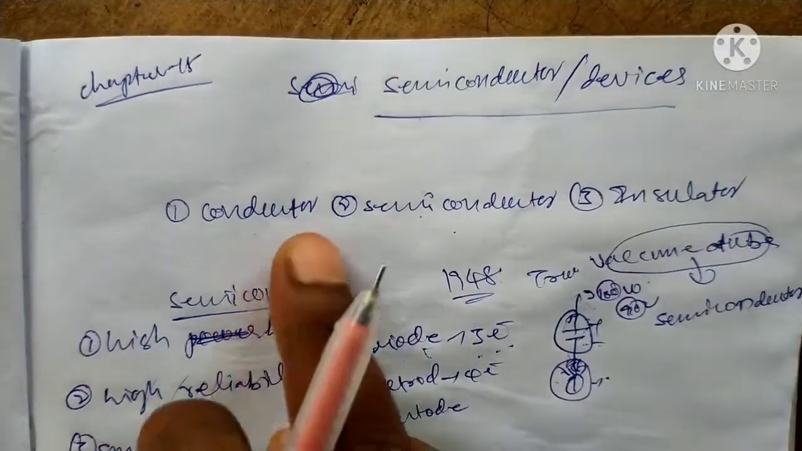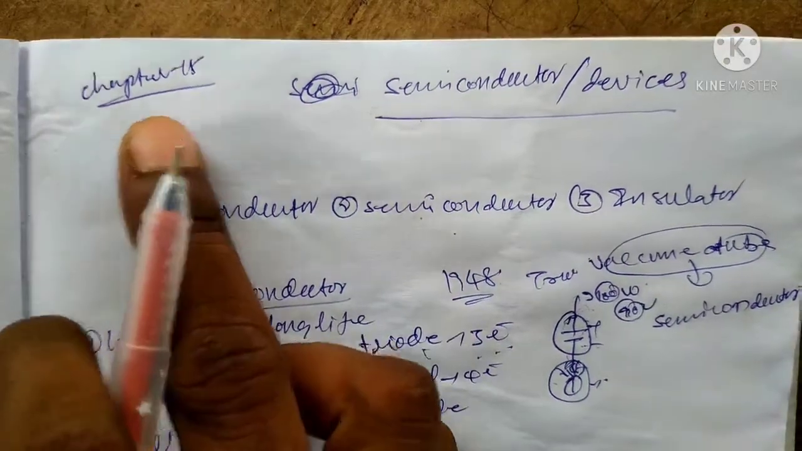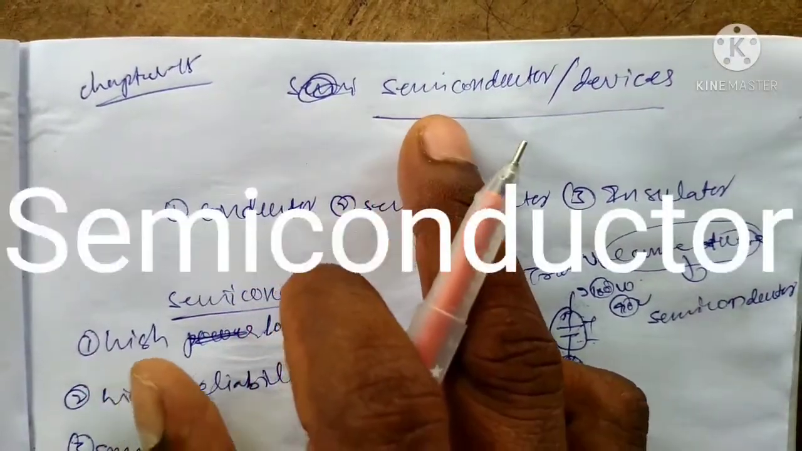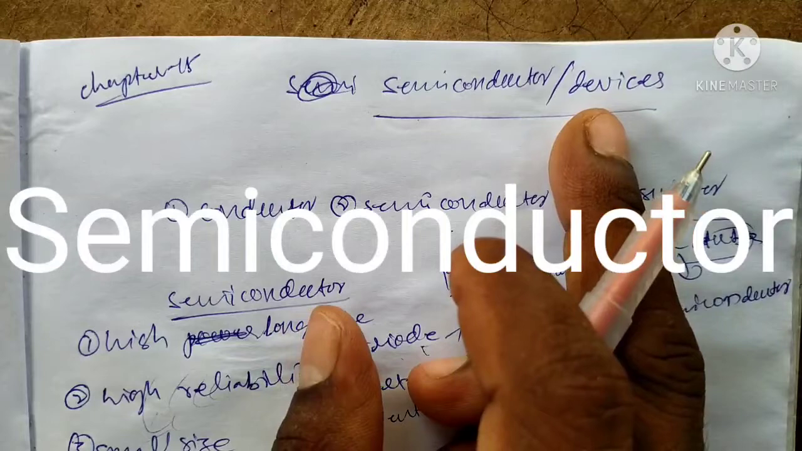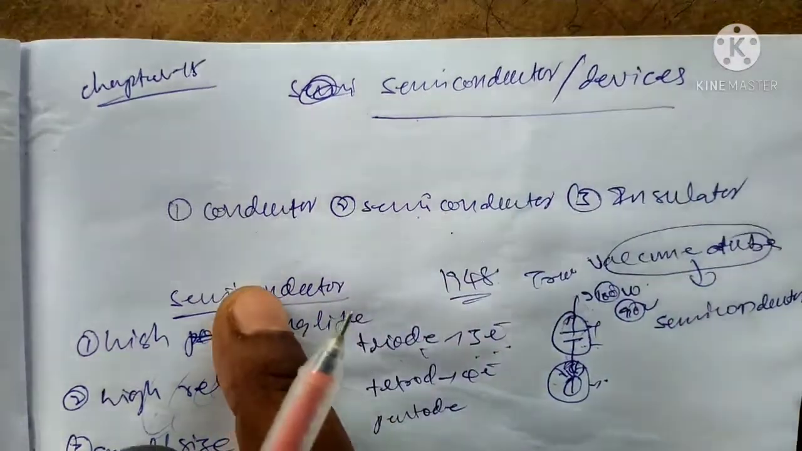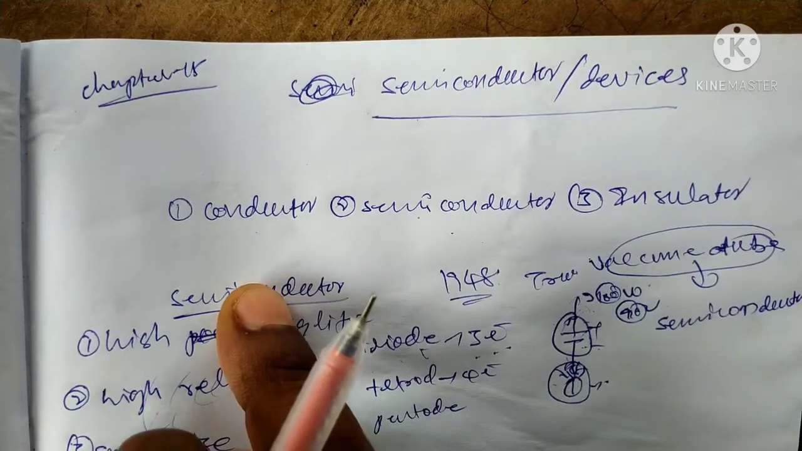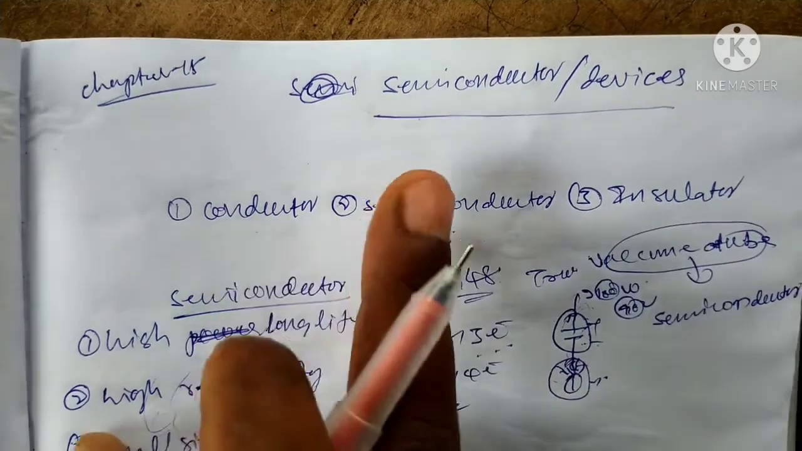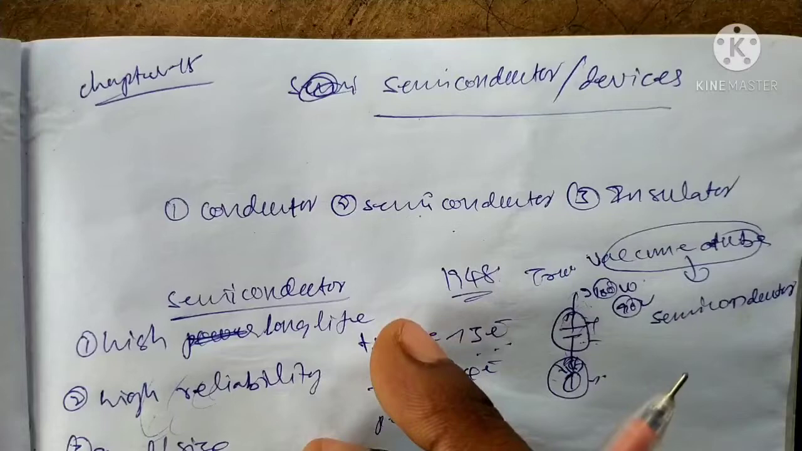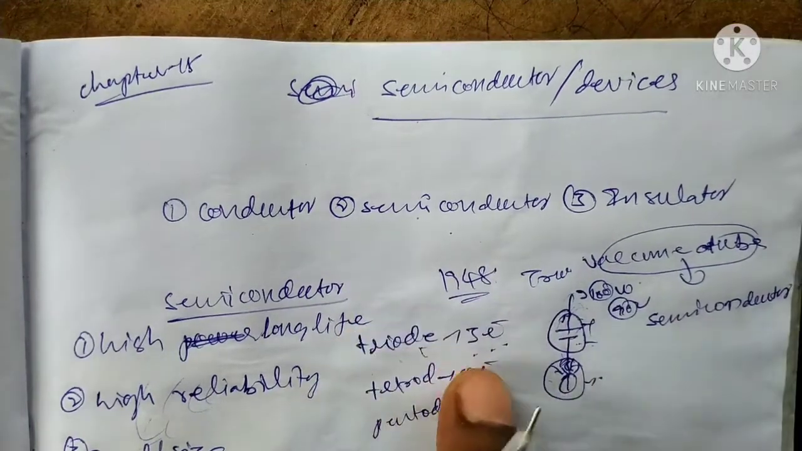Good morning, students. Today we discuss the 15th chapter, that is semiconductors or semiconductor devices. Why are we using semiconductors nowadays?